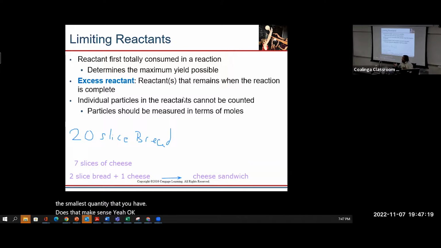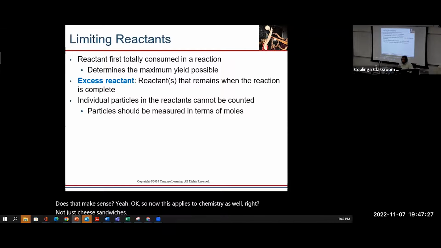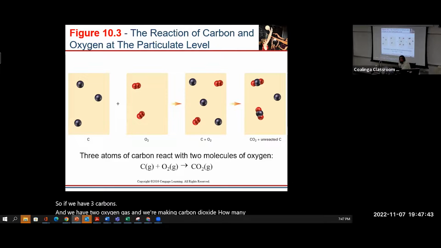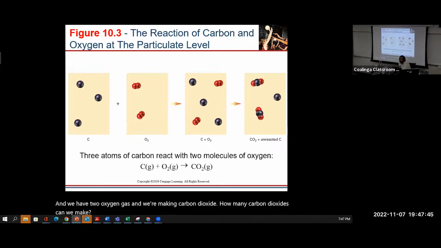So now this applies to chemistry as well, right? Not just cheese sandwiches. So if we have 3 carbons and we have 2 oxygen gas, and we're making carbon dioxide, how many carbon dioxides can we make? We can only make 2. That is correct.